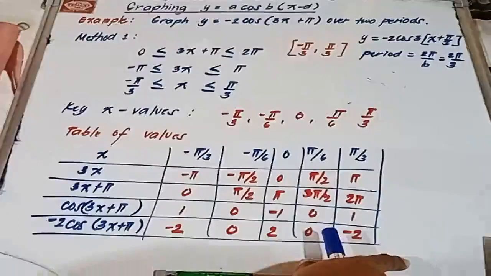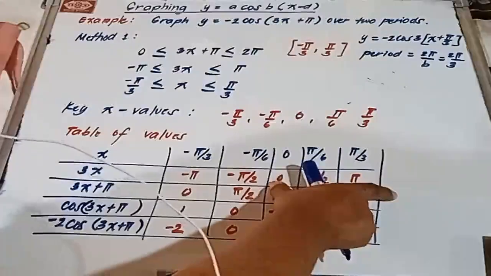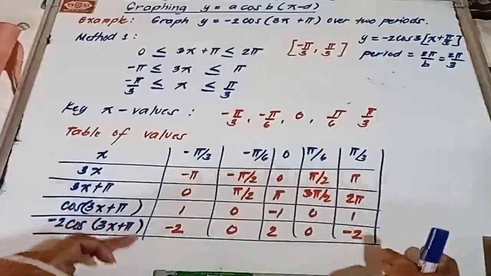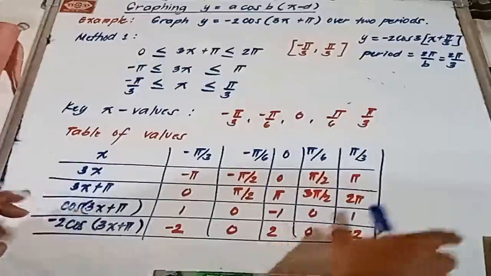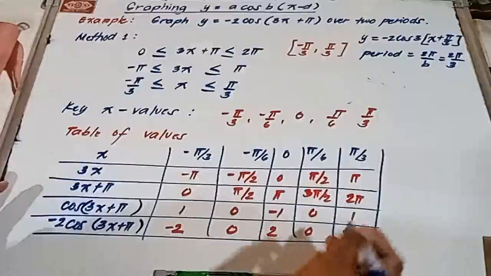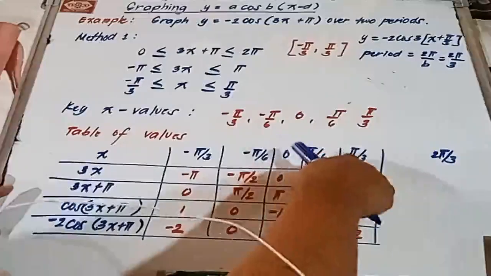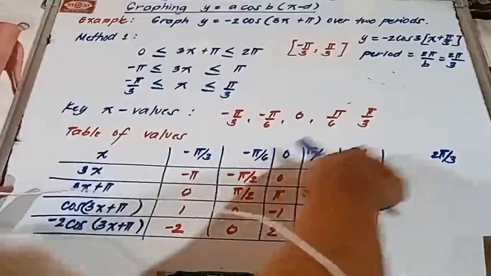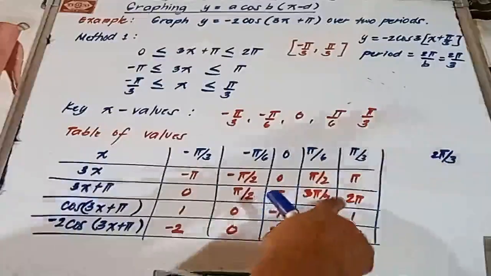So, ang other half niya, ito yung gitna, ano? So, other half niya, magdagdag tayo ng pi over 3. Ito yung isang period kasi, negative pi over 3 to pi over 3. From 0 to 2 pi over 3. So, gawa tayo dito ng 2 pi over 3. Okay? So, from 0 to pi over 3, from pi over 3 to 2 pi over 3.